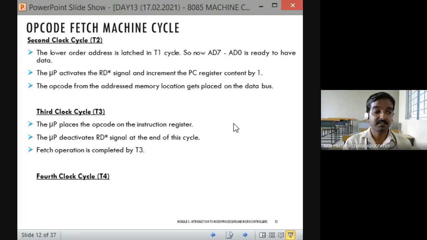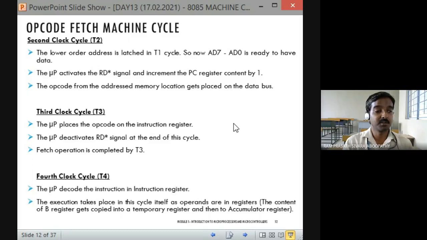In the fourth clock cycle, it decodes the instruction. The execution takes place in this cycle itself, as the operands are in registers. For the MOV A, B instruction, the content is available in the B register. It is an internal operand, so the execution also takes place in the fourth clock cycle. So that's all about the execution of the instruction MOV A, B. Is it clear for all of you?